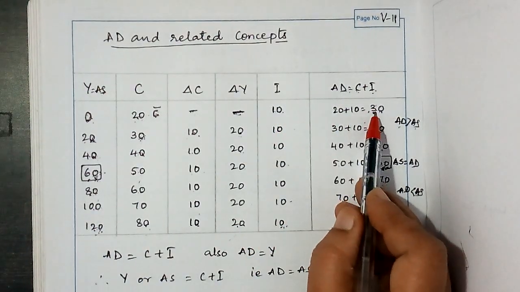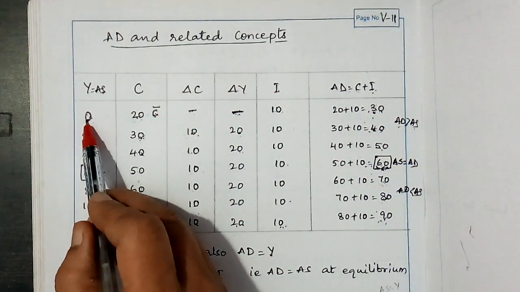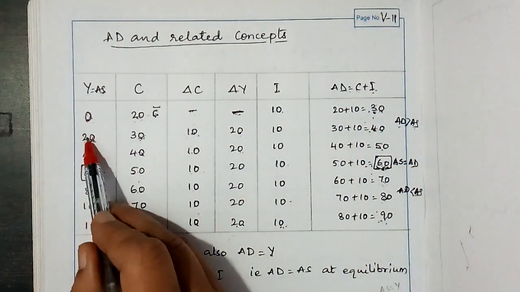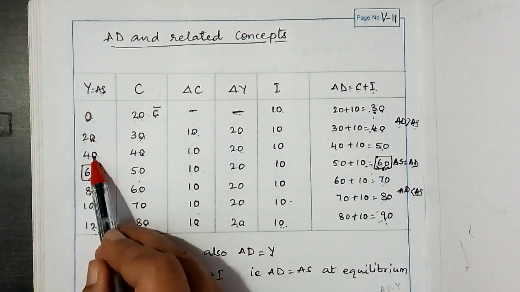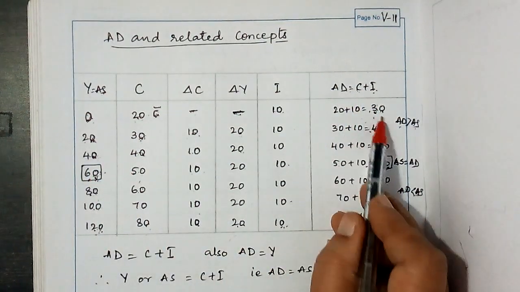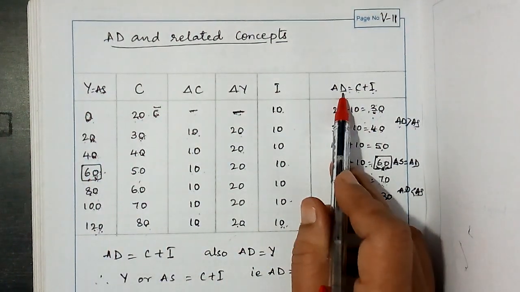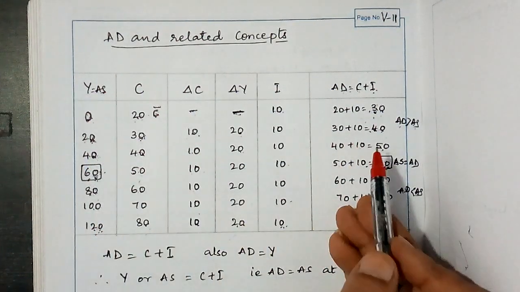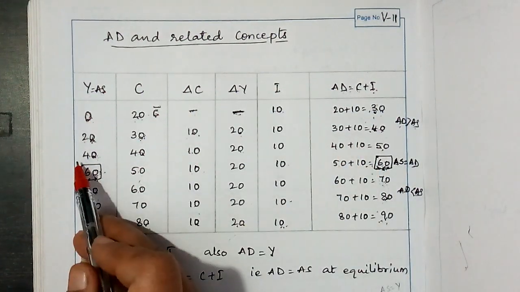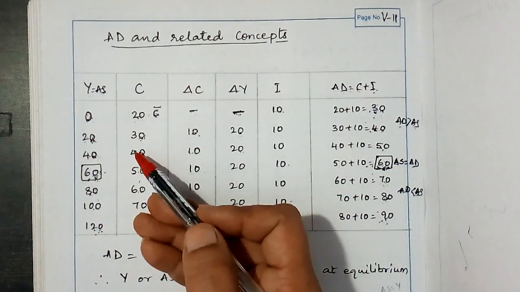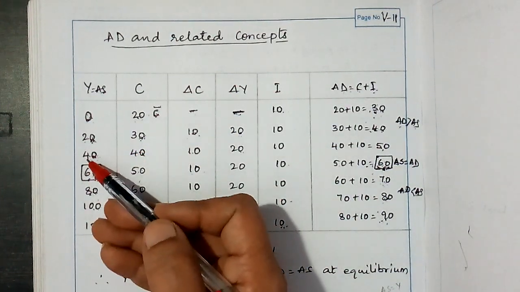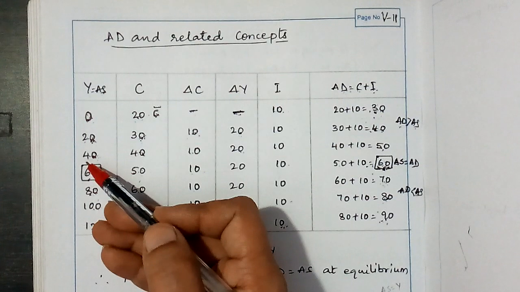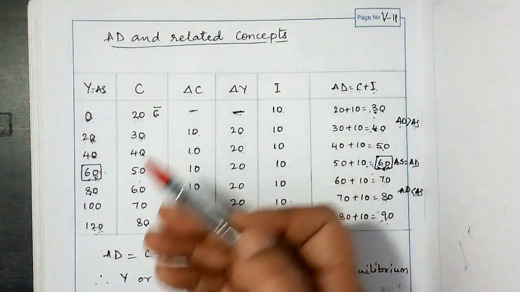Now observe these points above the 60. This is 30 and AS is 0. 40, 20. 50, 40. In this case, the aggregate demand is greater than aggregate supply. When the demand is more than supply, that means, in other words, supply is falling short of demand. So the producers need to increase their production.